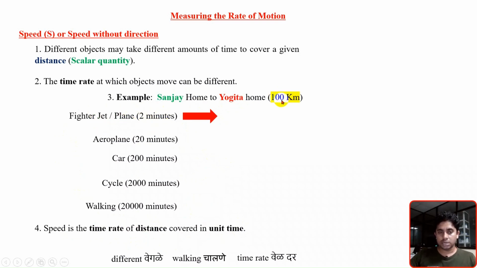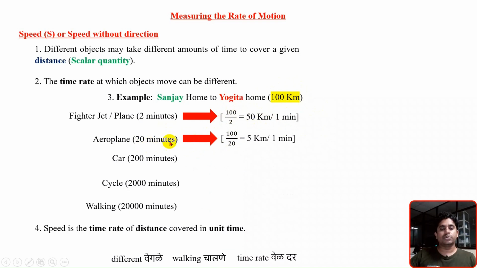How much distance do we have to travel? 100 kilometer. So simply 100 kilometer divided by 2 minutes. Distance divided by time, 100 divided by 2, is 50 kilometer per minute. Same thing if I calculate for the aeroplane, it is 100 divided by 20 minutes, which is 5 kilometer per minute. Same for the car, it is 100 kilometer divided by 200 minutes, which is 0.5 kilometer per minute.